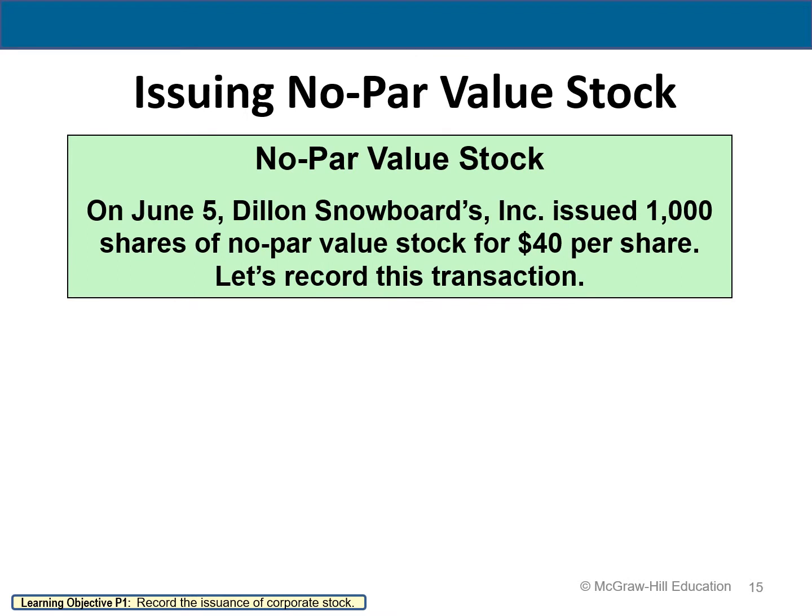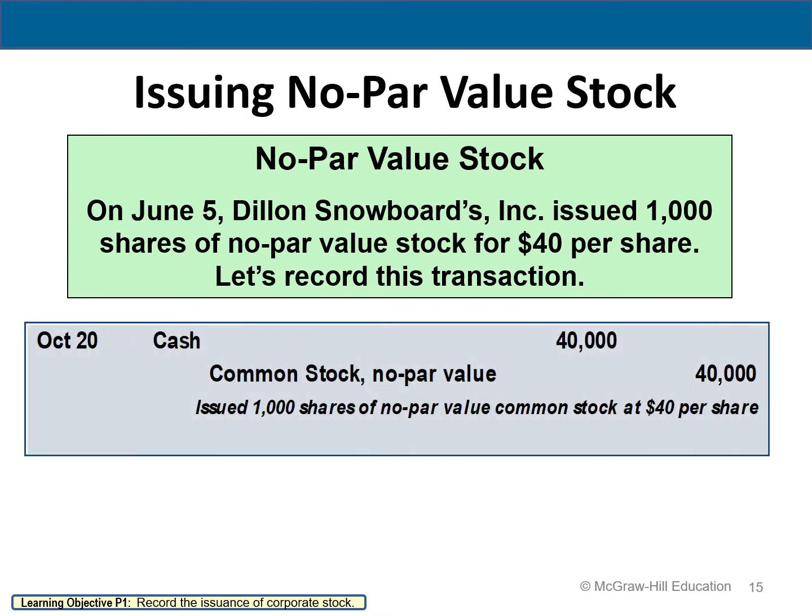All right, so that first example was what do we do when we have par value stock? Well, in this case, let's say we issue no par value stock. So Dylan Snowboards issues 1,000 shares of no par value stock for $40 per share. So if there's no par value, the entire amount gets recorded to common stock. So you just debit cash and credit common stock for the $40,000.